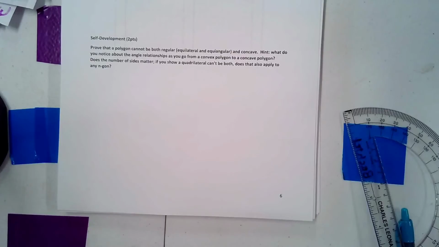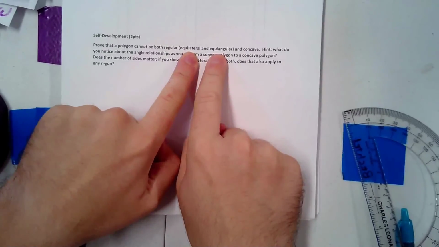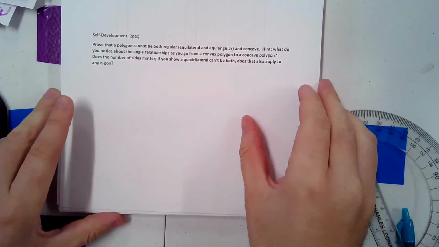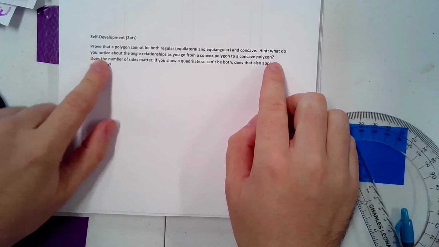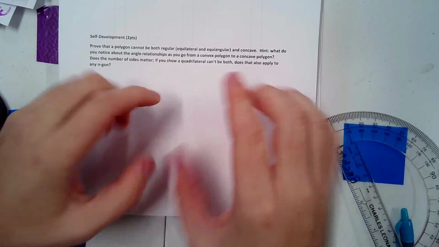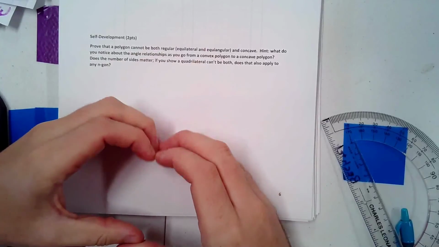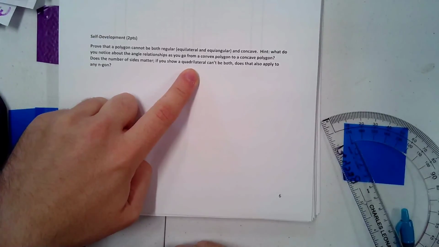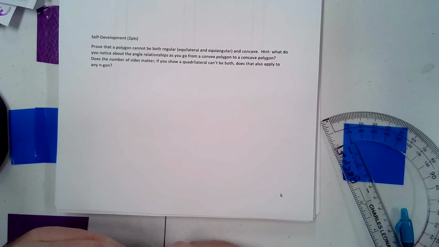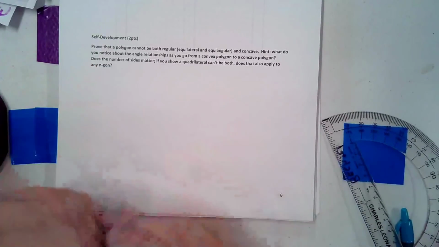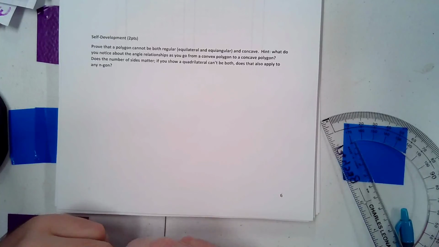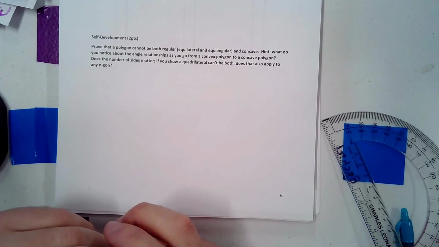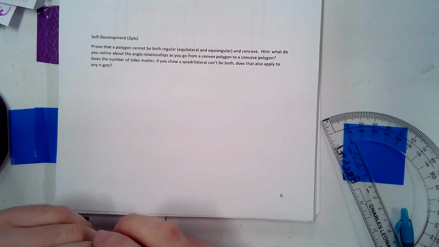Prove that a polygon cannot be both regular, remember it has to be equilateral and equiangular, and concave. My hint to you, what do you notice about the angle relationships as you go from a convex polygon to a concave polygon? Does the number of sides matter? Meaning that if you show a quadrilateral can't be both, does that also apply to any n-gon? So if you prove it for a quadrilateral, does that prove it for any polygon? I hope so, because if not, you have to prove it for each one. And there are infinitely many.